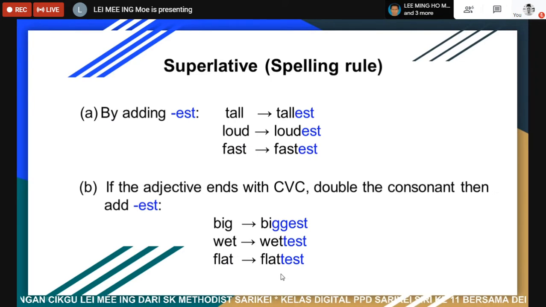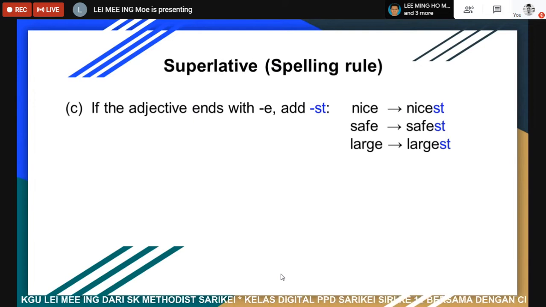Now we look into rule number 3. If the adjective ends with E, you add st. So nice. The last letter here is an E, you add st. Nice, nicest. Safe, E, you add st. Safe, safest. Large. The last letter here is an E, you add st. Large, largest.